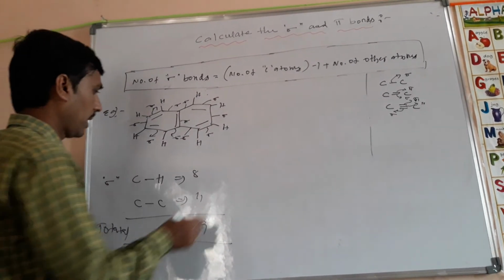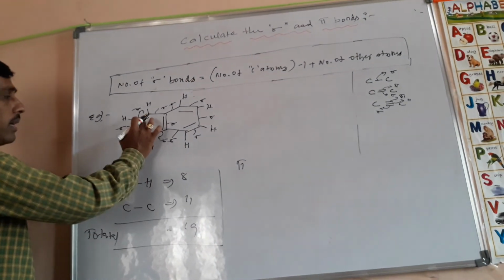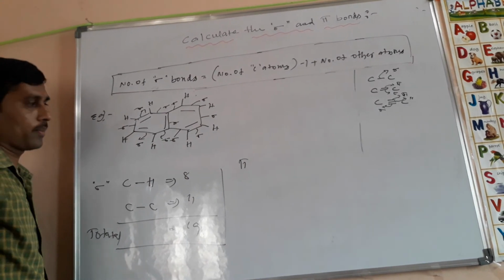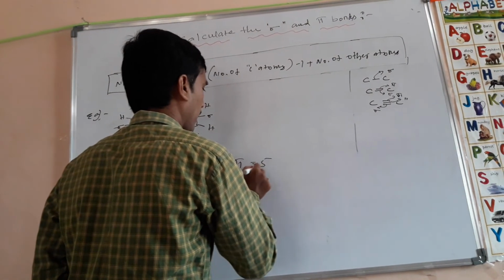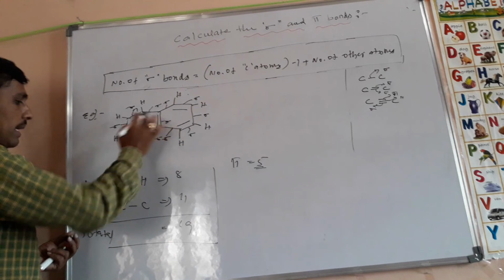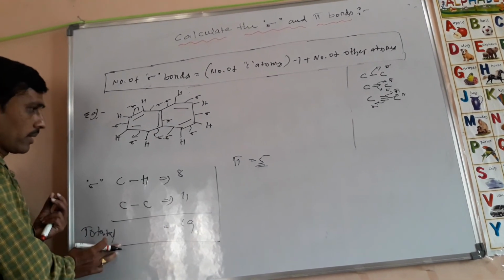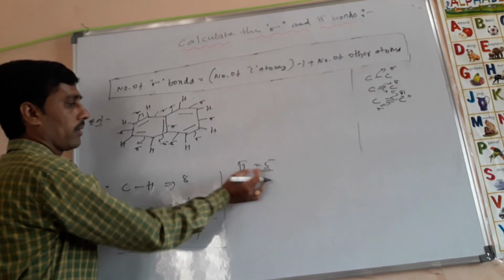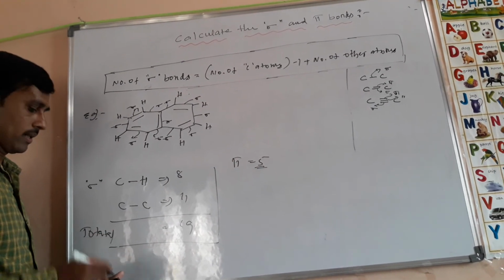Next, pi bonds. How many pi bonds are there? 1, 2, 3, 4, 5. Five pi bonds are there. Totally, this molecule has 19 sigma bonds and 5 pi bonds. Okay, thank you.